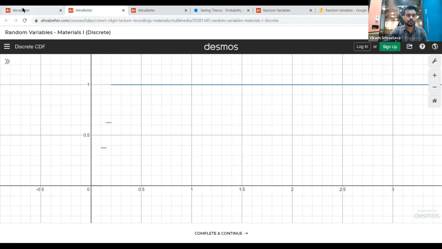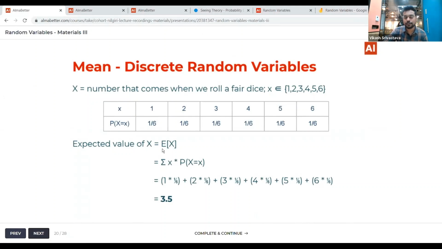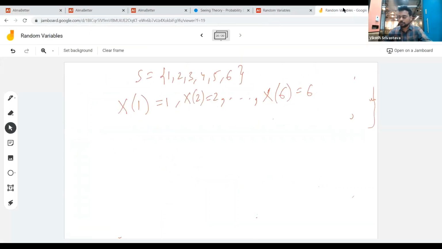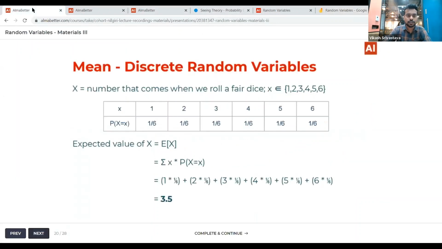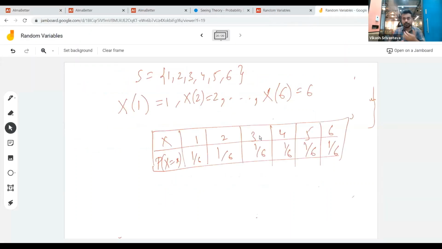Now we want to find the expected value of this. So let's draw the table. This is your X, and of course you have here P of X equal to small x, and your X can take the values 1, 2, 3, 4, 5, 6. And all these probabilities are 1 by 6, 1 by 6, 1 by 6, because each number is equally likely to come. So you're not dealing with a biased die or a die made by Shakuni Mama. This is a fair die.